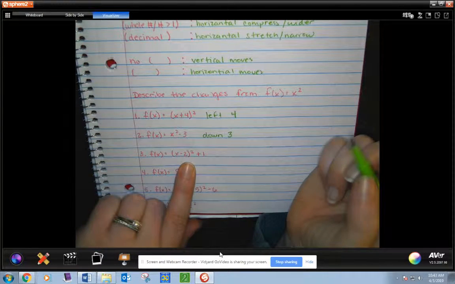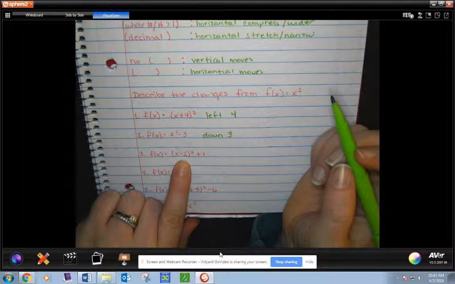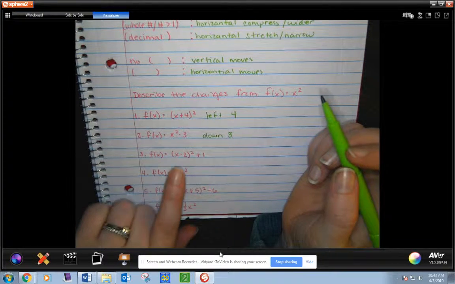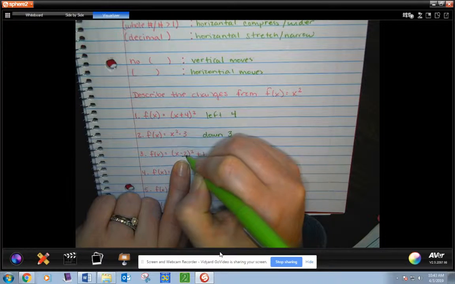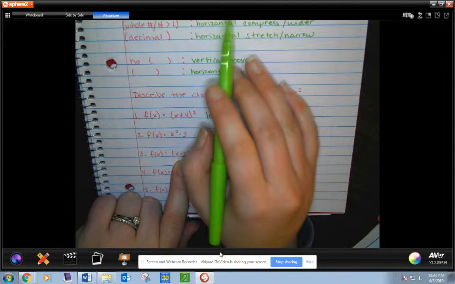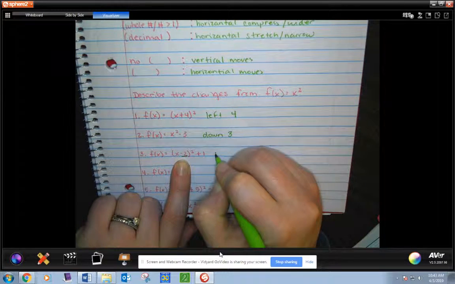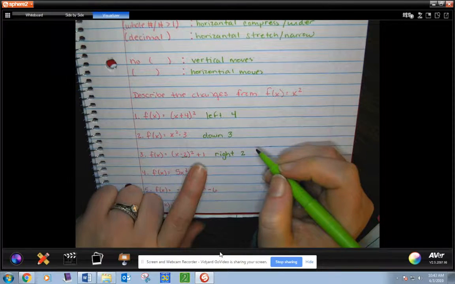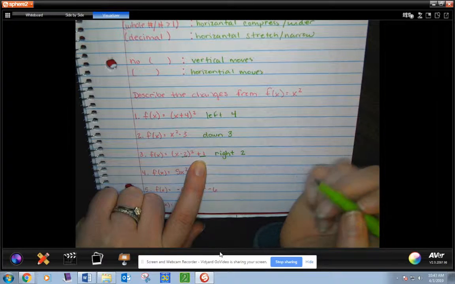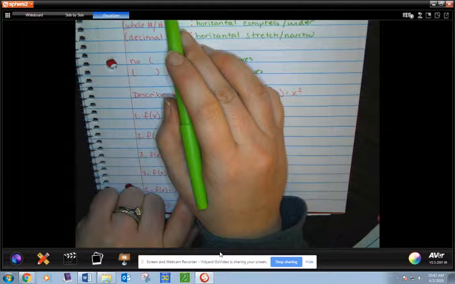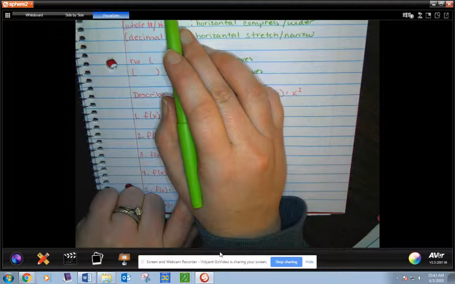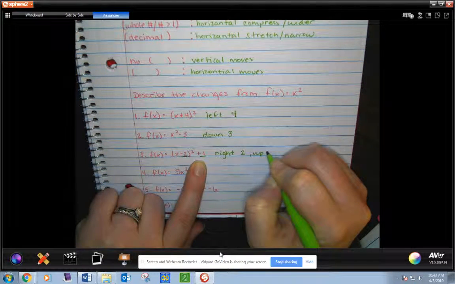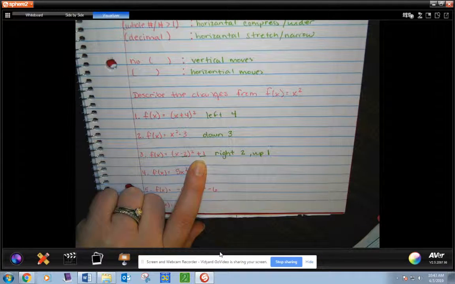Okay, for the next problem, I have f of x equals x minus 2 squared plus 1. I don't have any coefficients. I do have a parentheses with a minus. So a parentheses with a minus is a horizontal shift, and it says right. So this is going to go right 2, and then I keep moving on. Now I have a plus 1. Since the plus is not in parentheses, I look up here for where it says plus, not in parentheses, and that says a vertical shift, and it says up. And since my number is 1, I put up 1.